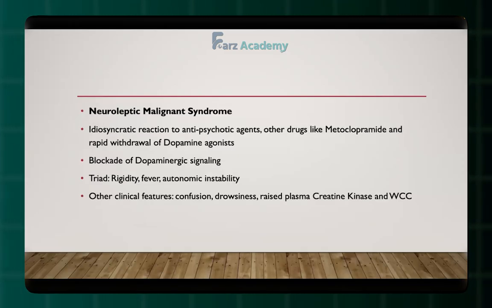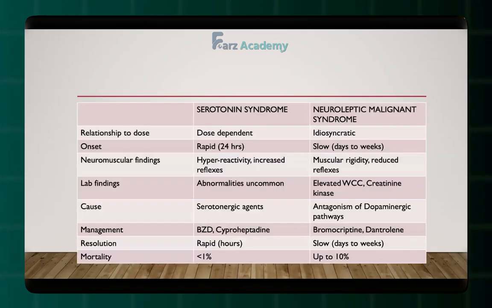Now, if you have to compare and contrast this with neuroleptic malignant syndrome, which is an idiosyncratic reaction to an antipsychotic agent, other drugs like metoclopramide, and rapid withdrawal of dopamine agonists, blockade of dopaminergic signal, and it's a triad of rigidity, fever, and autonomic instability. Other clinical features include confusion, drowsiness, raised plasma creatine kinase, and white cell count.